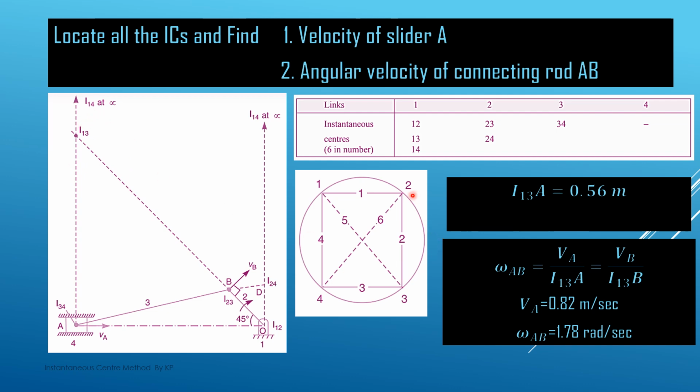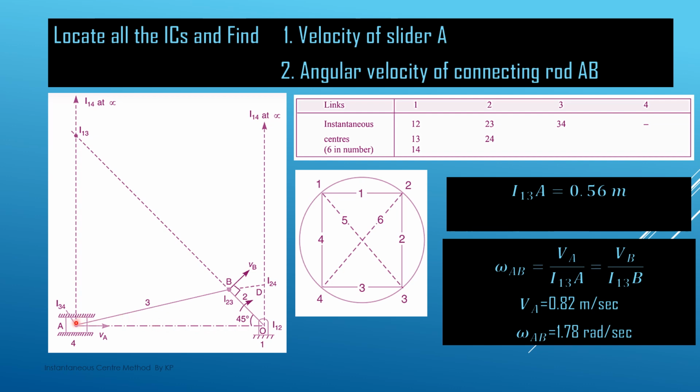Now we have to locate I24 next. So we join the points 2 and 4 by a dotted line, and we see that this 2 4 is the common side of the two triangles 2 3 4 and 4 1 2 basically. So this I24 lies at the intersection of the line joining I23 and I34 and the line joining I12 and I14. So here we have I12, and this I14 is here. Because this I14 is at infinity, we can shift it anywhere, along any of the pin connections of the mechanism.